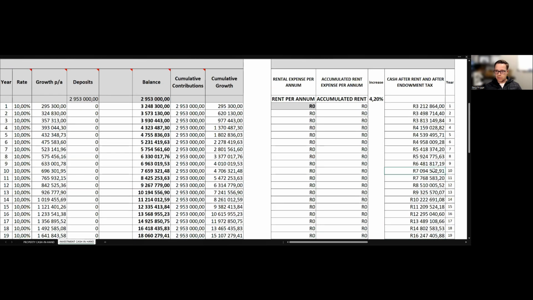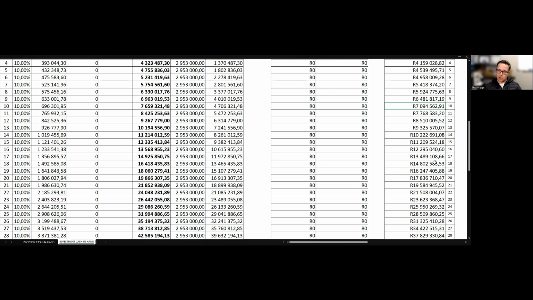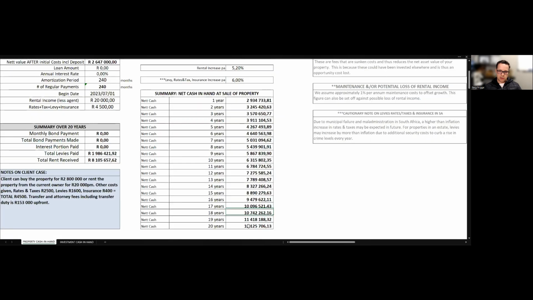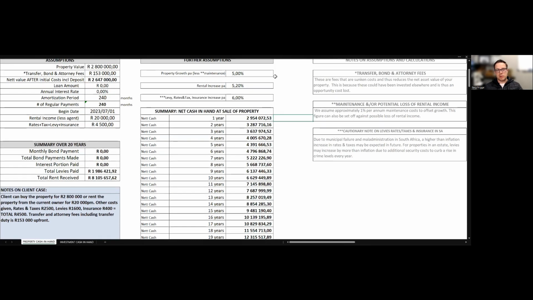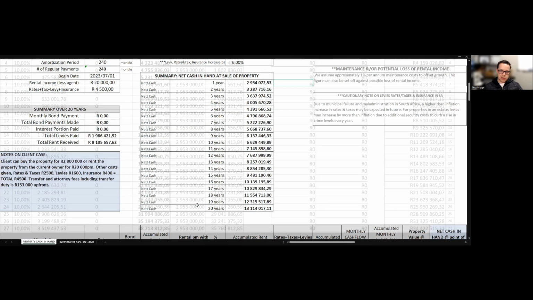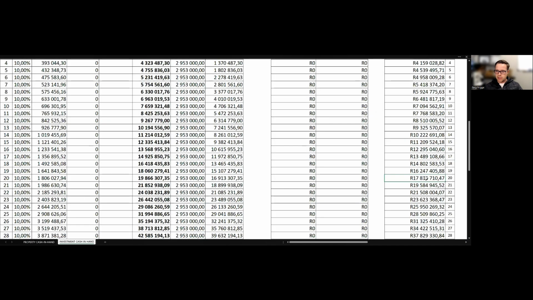Right, after 10 years, you'll have 7 million in your hand, in other words, after tax. After 20 years, you'll have 17.8 million. In this case, after 20 years, you'll have 12.1 million. Okay, so the investment in this example still outperforms the property. Let's see where the property becomes better. Let's say if you do 5%, the property grows at 5%, you'll have 13 million versus the investment's 17 million.